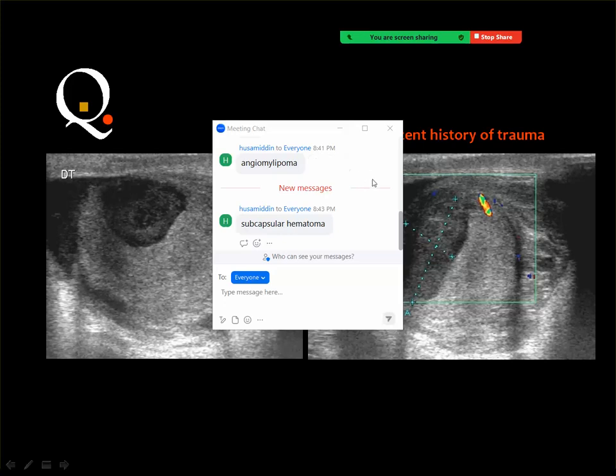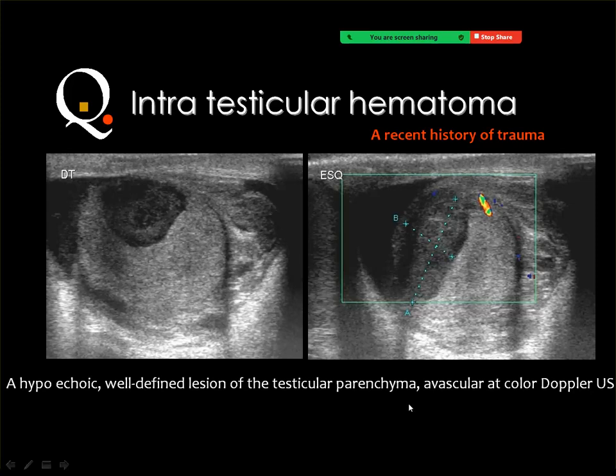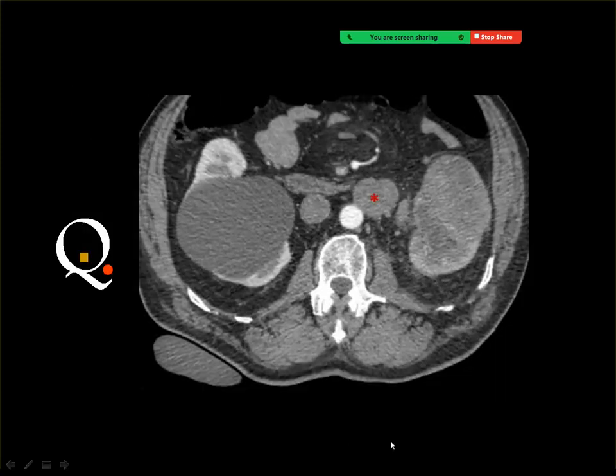And it is not subcapsular, it is a testicular hematoma. Considering the history of trauma and you got a well-defined lesion within the testicular tissue and there is absence of Doppler flow within this lesion, denoting that it is a hematoma, and this is hematoma inside the testis.